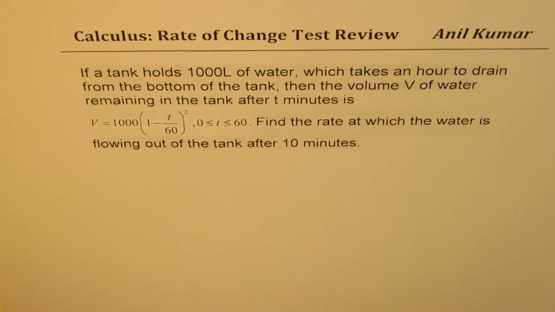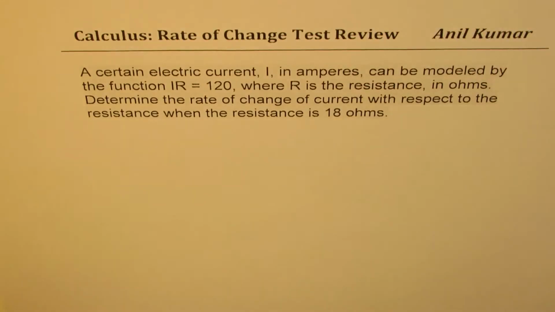If a tank holds 1000 liters of water, which takes an hour to drain from the bottom of the tank, then the volume V of water remaining in the tank after t minutes is volume equals 1000 times 1 minus t over 60 whole square, where t is between 0 to 60. Find the rate at which the water is flowing out of the tank after 10 minutes.